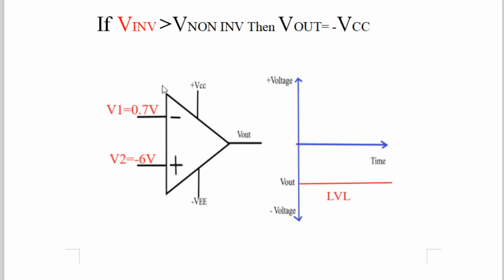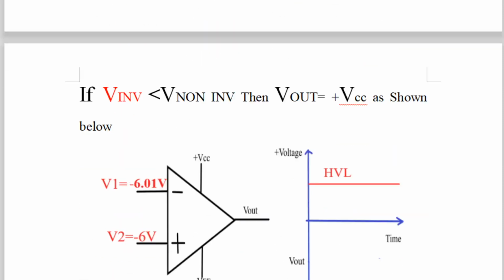Why? Because the voltage at the inverting, that is minus terminal, is greater than the voltage at the plus terminal. Now look at this: 0.7 volt is V1 and V2 is minus 6 volt. Therefore, in this diagram, minus 6 is below 0, very much negative. And 0.7, even though it is 0.7, is above 0. So the voltage V1 is greater than the voltage minus 6 volt. Therefore, the output of the op amp, you see here, V out is at low voltage level. That is called minus VEE. And this is the basic of the op amp, which once again I am repeating here.